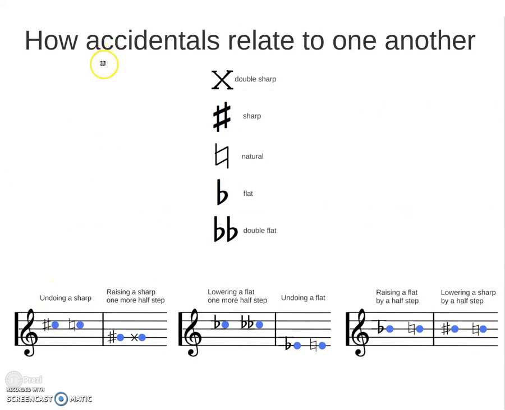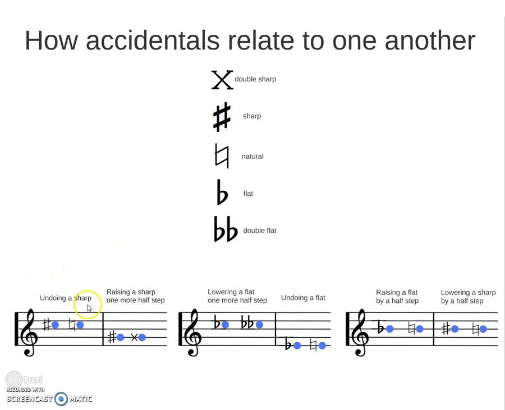Here's how all the accidentals relate to one another. So in the middle we have kind of our default state of being, which is the natural. A half step up from a natural is a sharp. A half step up from a sharp is a double sharp. And then going the opposite direction, a half step down from a natural is a flat, and a half step down from a flat is a double flat. So now I'm going to show you how you're going to use accidentals to do various different things.